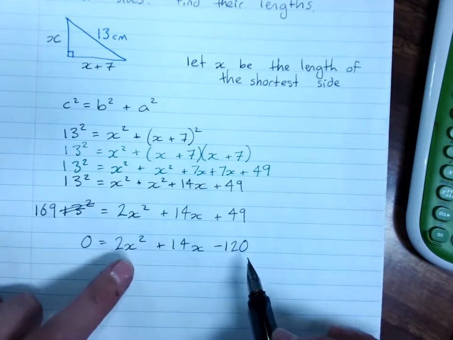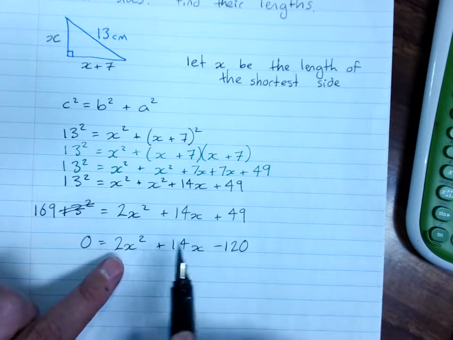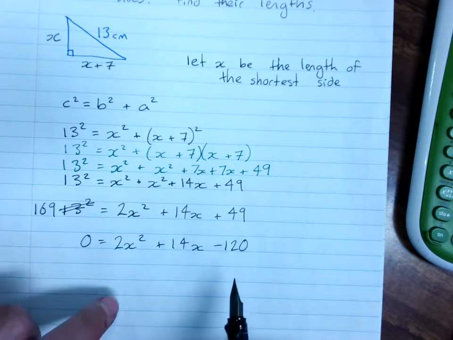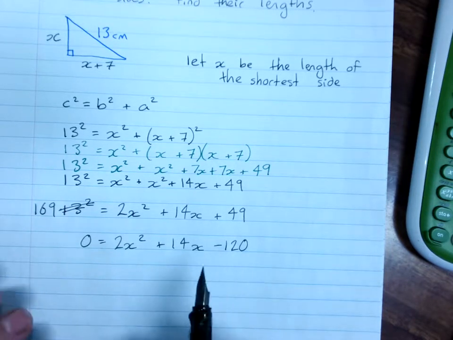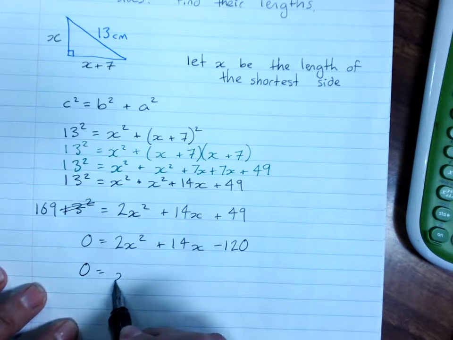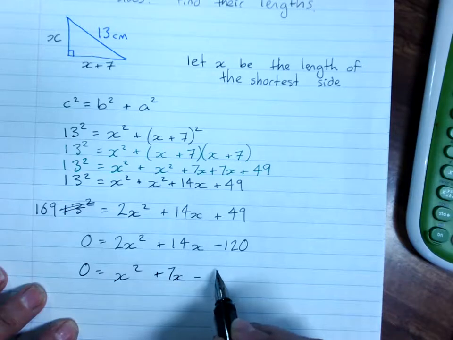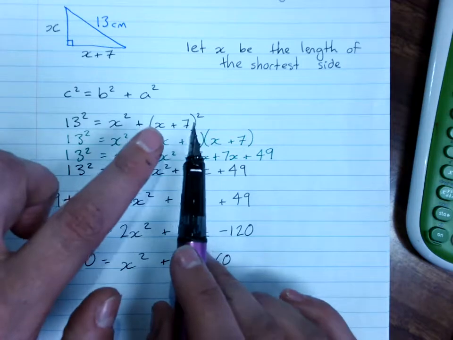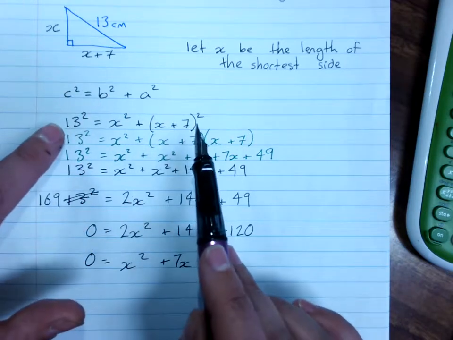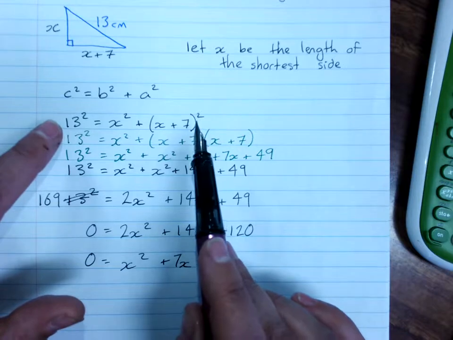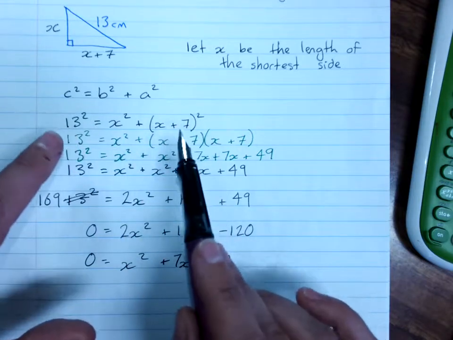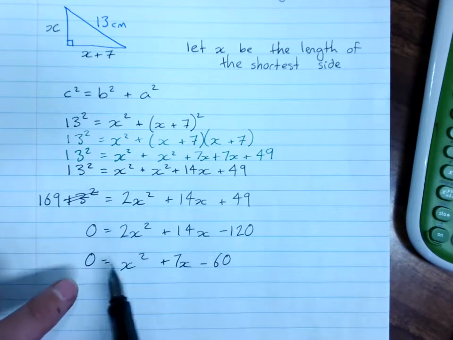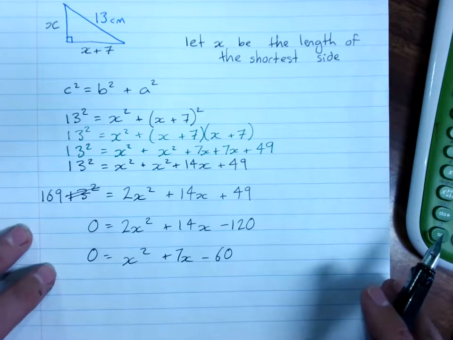Don't get fooled and think you have to start factorizing a non-monic, because you always check first, is there a common factor? There is a common factor of 2. Divide both sides by 2. 0 equals x squared plus 7x minus 60. So you have written the expanded and simplified version. You've expanded it out, gathered like terms, and now we can factorize this simplified quadratic.